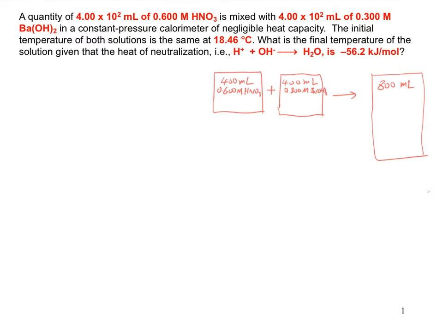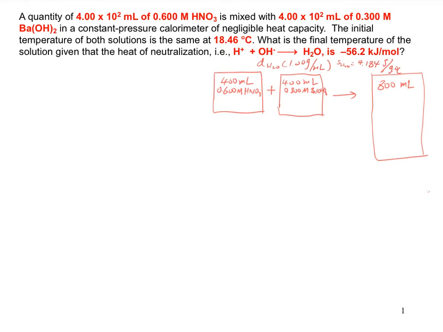Now it is not given here, but we should know that the density of water is about 1 gram per milliliter, and the specific heat of water is 4.184 joule per gram per Celsius. But you don't have to memorize this. I can give it to you during the exam or quiz.